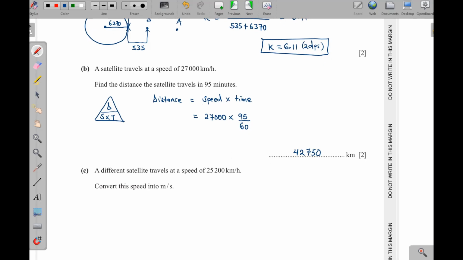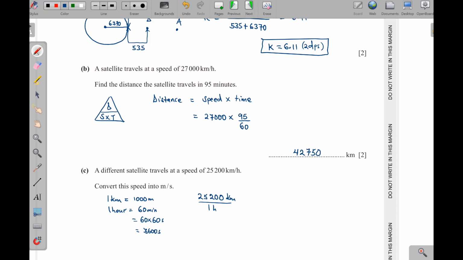Then part C, a different satellite travels at a speed of 25,200 kilometers per hour. Convert this into meters per second. Now we know that 1 kilometer is equivalent to 1,000 meters. Then 1 hour is equivalent to 60 minutes. But each minute is equivalent to 60 seconds. So that means this one is 3,600 seconds. Now, if we have 25200, these are kilometers.